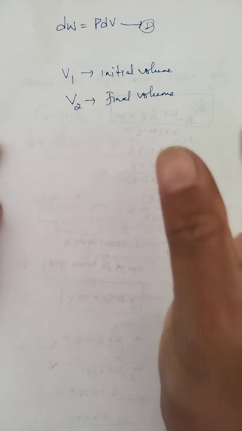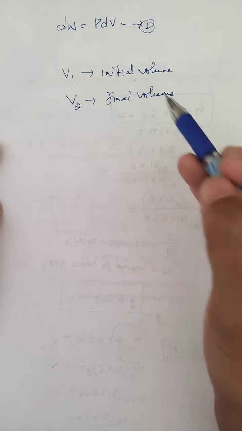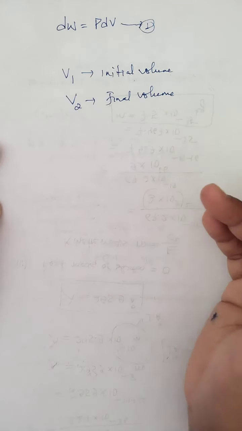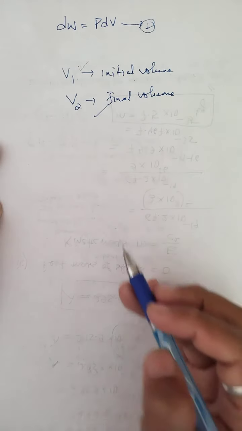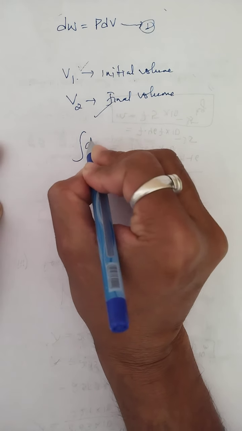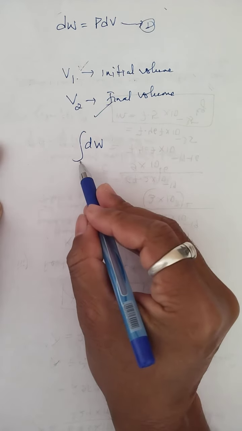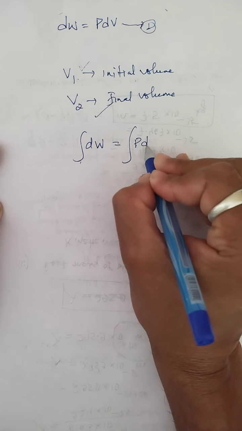See, I am using the word integration because integration means the addition. So if you add all the small work done to increase the volume from V1 to V2, that gives the total work done to increase the volume from V1 to V2. And that is given by integrating this equation. And integration means this sign, integral of dW. This is the sign of integration, equals to integration of P dV.